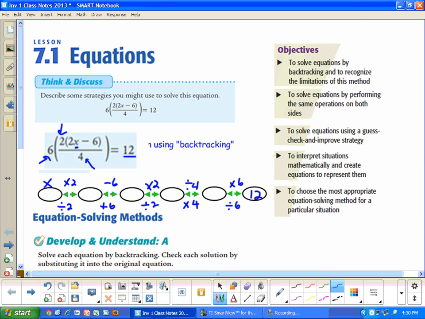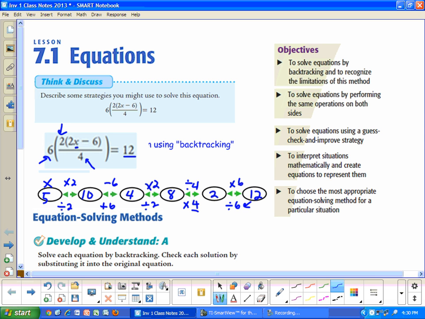So I'm just going to take my 12 divided by 6, and that's going to give me 2. Then I'm going to multiply that by 4, and that's going to give me 8. Then I'm going to divide that by 2, and that's going to equal 4. Then I'm going to add 6 to that, and that's 10. And then the last step, divide by 2, is 5.